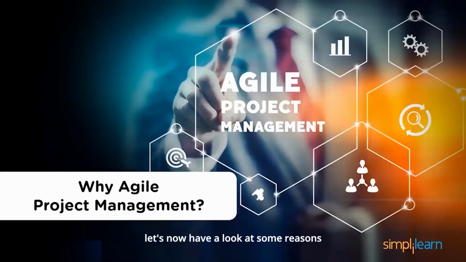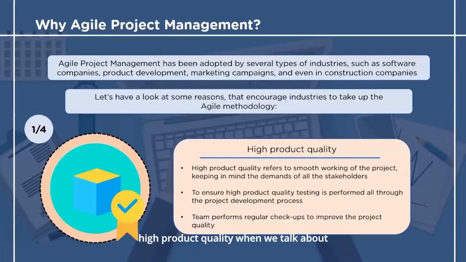Let's now have a look at some reasons why industries have started moving towards Agile project management. The first reason is high product quality. When we talk about high product quality, we refer to the build of the product as per stakeholders' demands. Testing is performed at short intervals of time wherever needed to ensure high quality of the product.